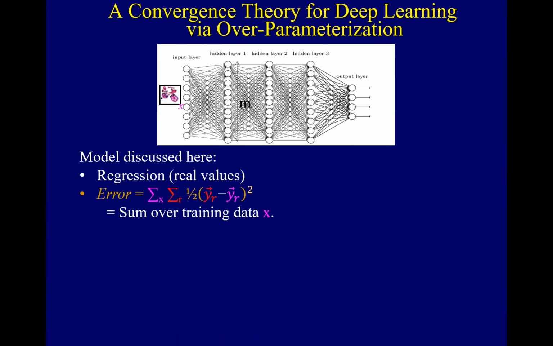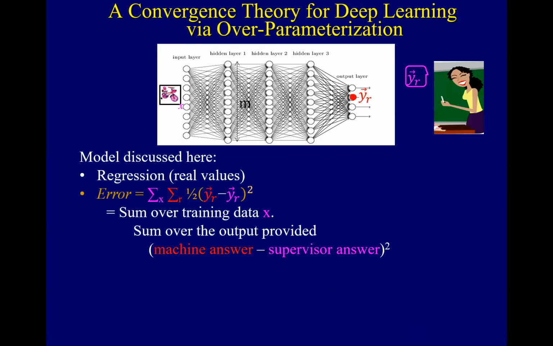So the notation here: the purple X's are our training data input. Then we have a number of outputs, and the red is the output of the machine. The training data gives you the supervisor's answer, and you take the difference, square it, and sum over all training data. And here they give you a number of different outputs, so we just do all of those, right?